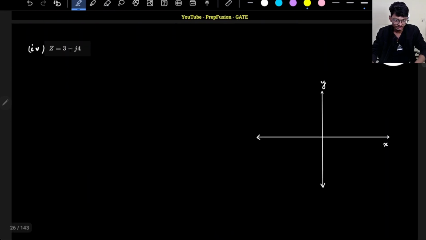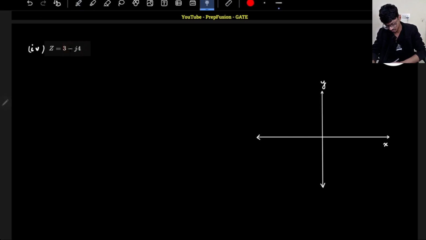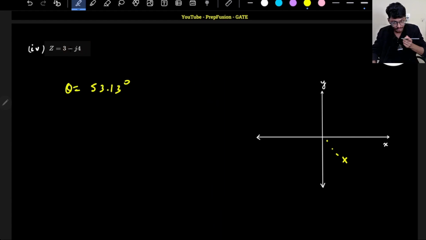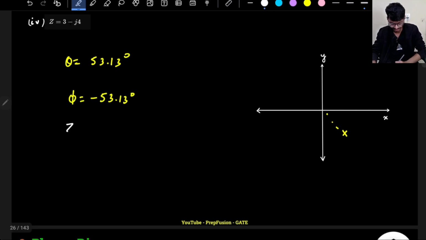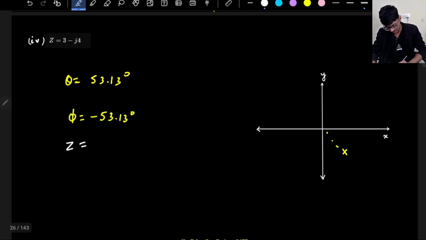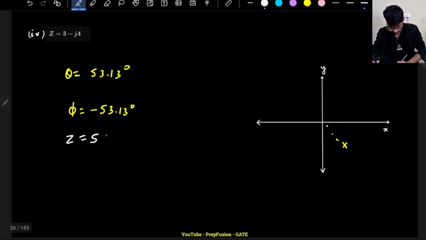The last one is pretty simple. Again, I can leave it up to you, but I will do it. Here y is negative and x is positive, so I am lying in this quadrant. Again, theta will be 53.13 and your phi will be minus theta because I am moving in the clockwise direction, so minus 53.13. Ultimately your phasor will be magnitude 5 angle minus 53.13. I am doing this quickly because it will bore the other people, so if you don't know, try to solve it by yourself. That's it, pretty straightforward. Now I hope all the confusion regarding the angles has been cleared.